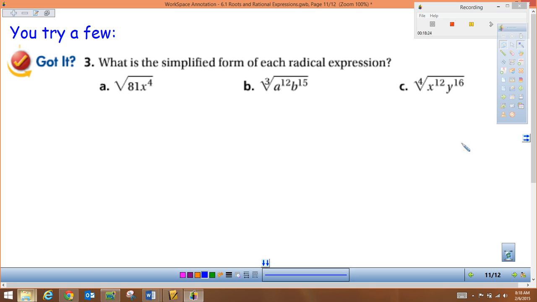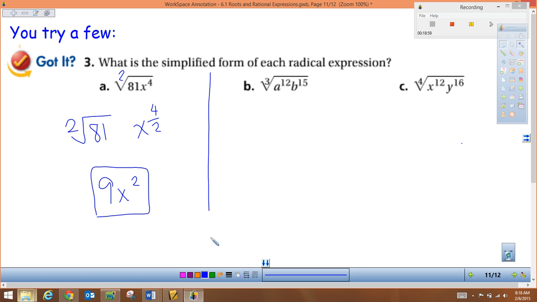Remember, if there's no number here, it is the square root. My pen works, there it goes. Square root of these things. So we have the square root of 81 and x to the 4 over 2 power. So we have 9 x squared for letter A. Okay. Third root here, so we have a to the 12 over 3 and b to the 15 over 3 power. So we have a to the 4th, b to the 5th.